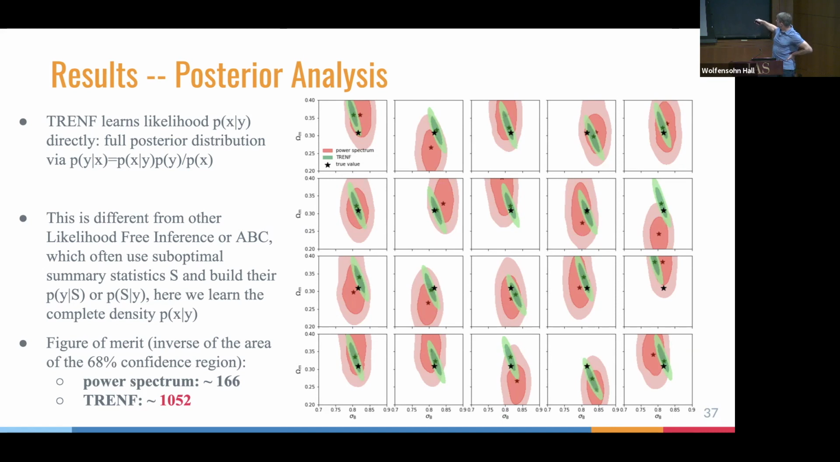So that's one thing that's coming out. The other thing is the black star is the true value for that particular simulation, and you want the true value to be within the 1 sigma contour 68% of the time and within the 2 sigma contour 95% of the time, right? And in this case, actually, it's happening. So we get the correct frequency distribution of these parameters, and we get a factor of 6 improvement in the errors.